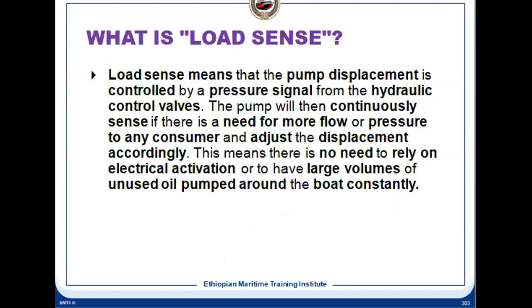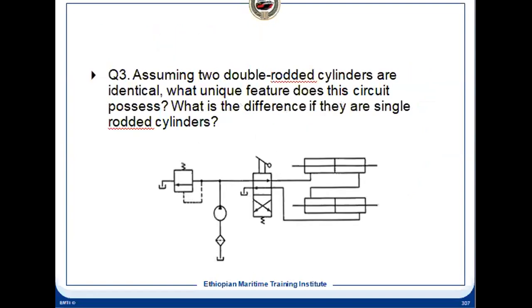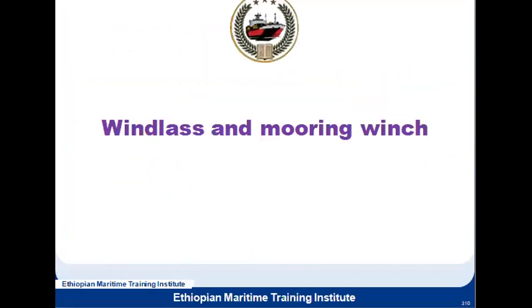This is the end, that is the last slide for this chapter. Let us see certain systems. As we have seen, one of the systems we have is the windlass and the mooring winch.